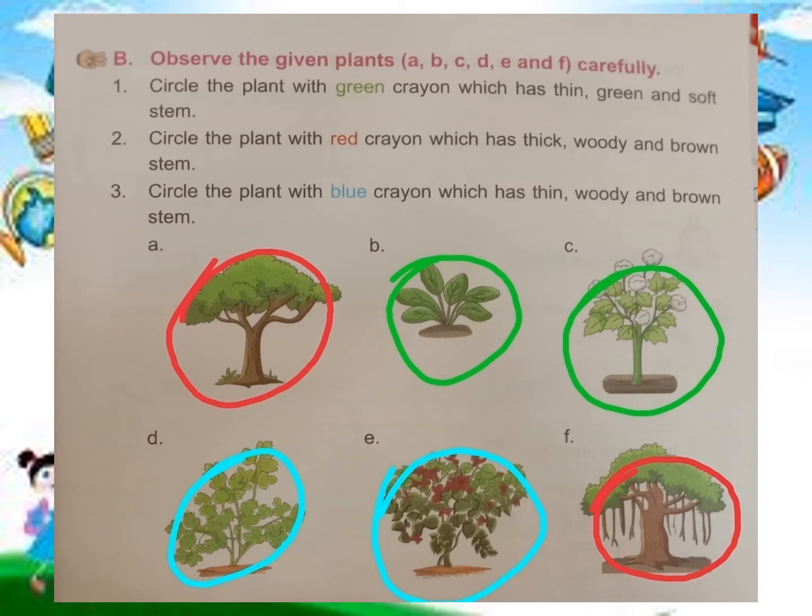B and C. You want to circle with a green crayon. This is, what is that? Herb. Thin, green and soft stem. Okay, check your homework. Second one, circle the plant with red crayon which has a thick, woody and brown stem. What is that? Tree. You have 2 pictures, A and F. Look at the screen and check your homework, children.